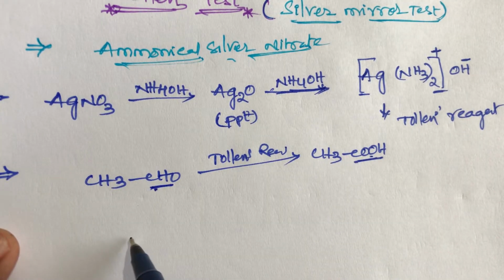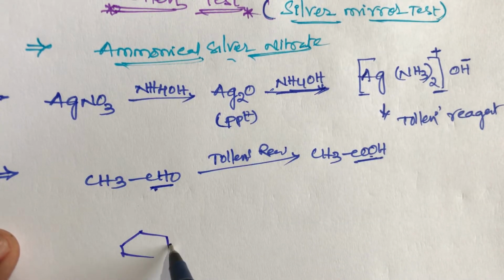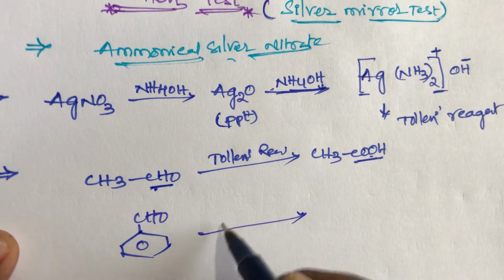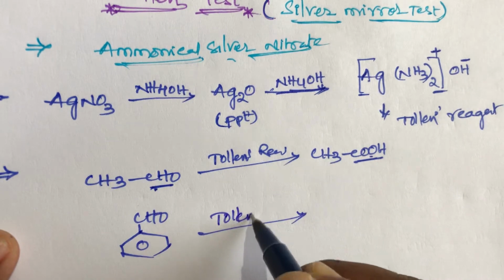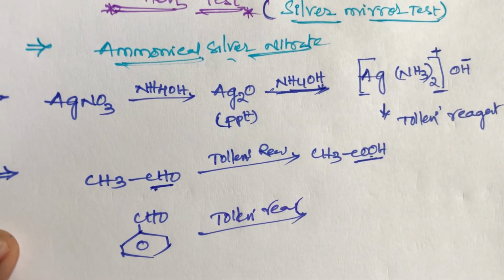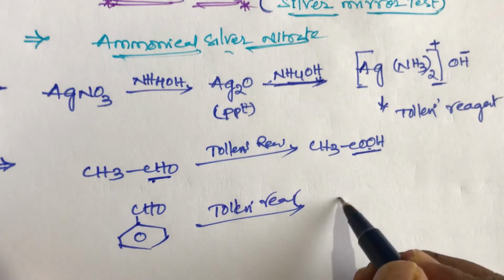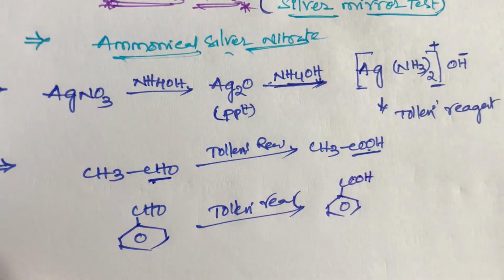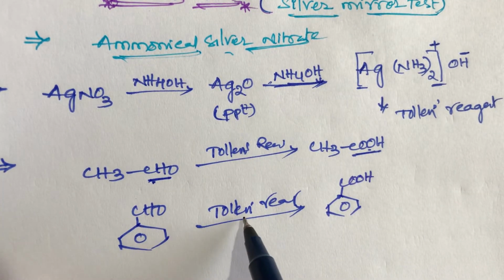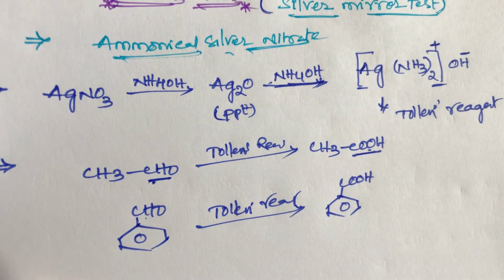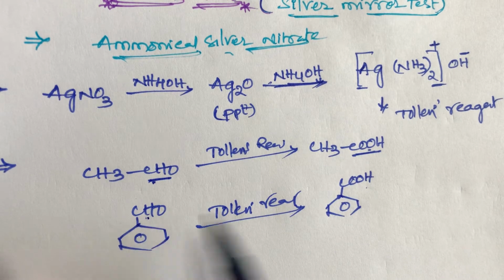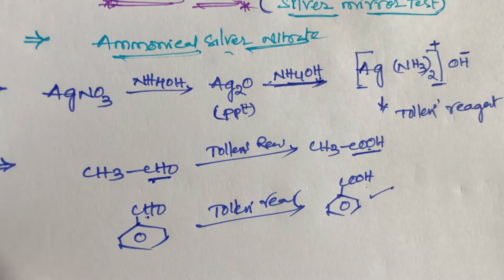And one more example, student, for aromatic compounds. Now take the example of benzaldehyde. Then benzaldehyde, in the presence of Tollens reagent, gives benzoic acid. So generally this Tollens reagent oxidizes only the aldehyde group, that means CHO group is converted to COOH. This aldehyde group is converted to acid in the presence of Tollens reagent, student.